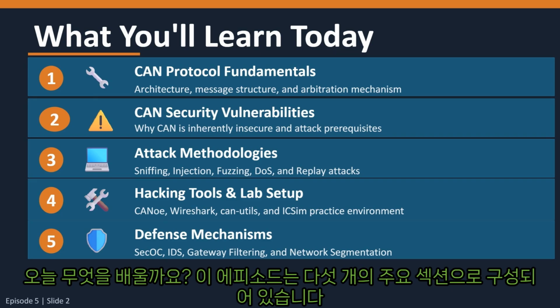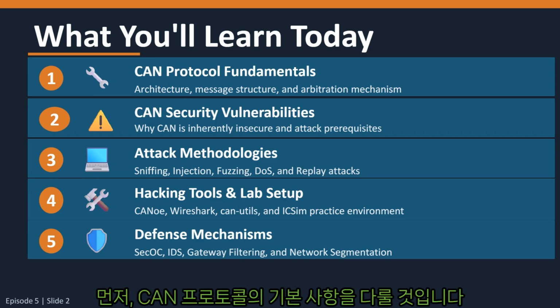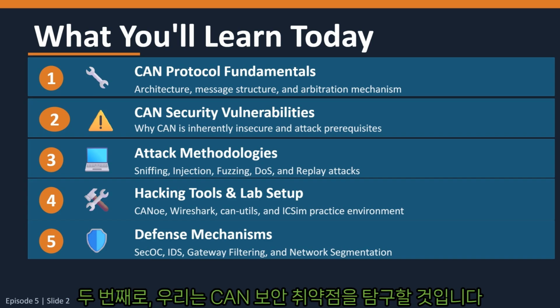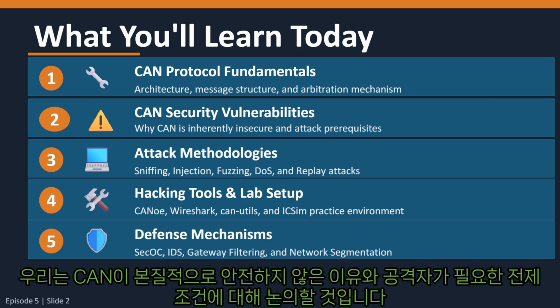We've organized this episode into 5 main sections. First, we'll cover CAN protocol fundamentals. You'll learn about the architecture, message structure, and how arbitration works. Second, we'll explore CAN security vulnerabilities. We'll discuss why CAN is inherently insecure and what prerequisites attackers need.